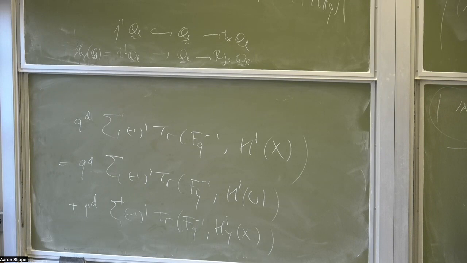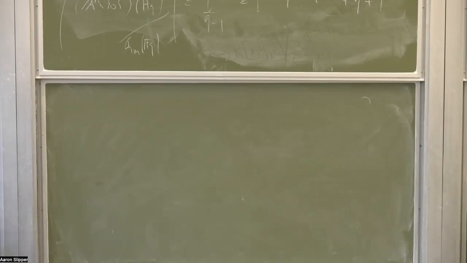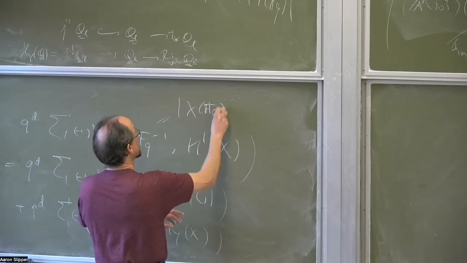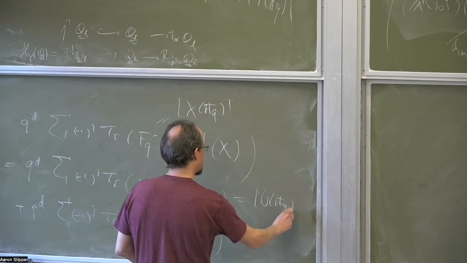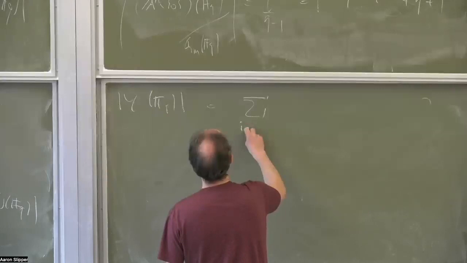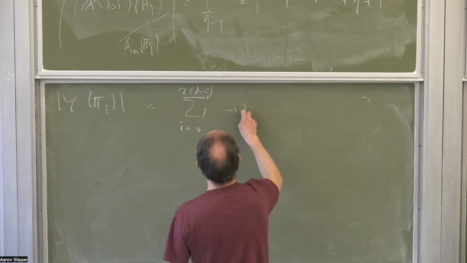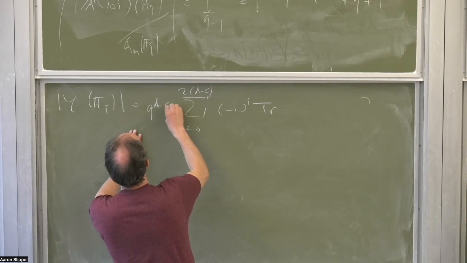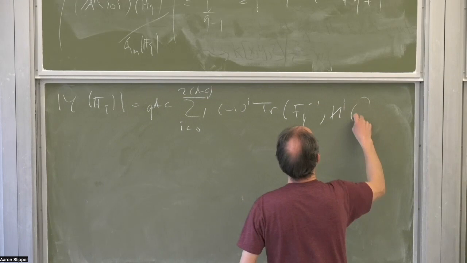And the thing we want, so we see that this is the number of points of X, and this is the number of points on U. So this must be the number of points on Y. But the number of points on Y, according to the formulas, is the sum from I equals zero to two times D minus C, because that's the dimension of Y, of minus one to the I times Q to the D minus C times the trace of F inverse on H^I of Y.